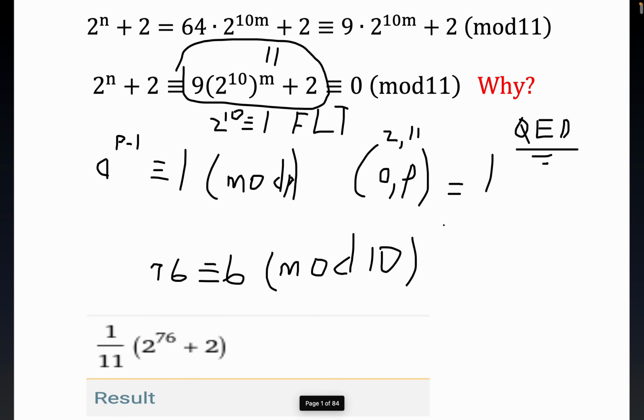But anyway, we finished the proof basically right here when we observed that Fermat's little theorem turns 2 to the 10th into 1. This 2 to the 10th is 1 because 11 minus 1 is 10 right here, right?